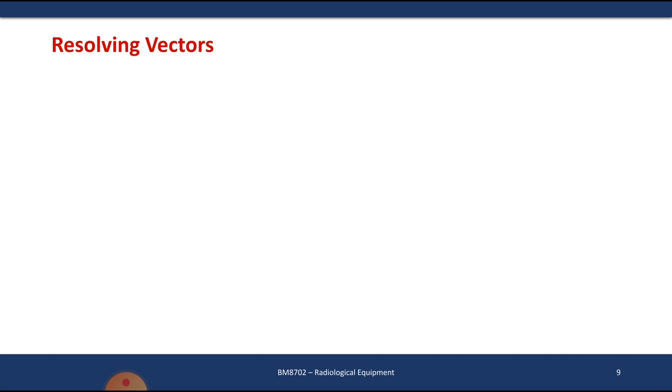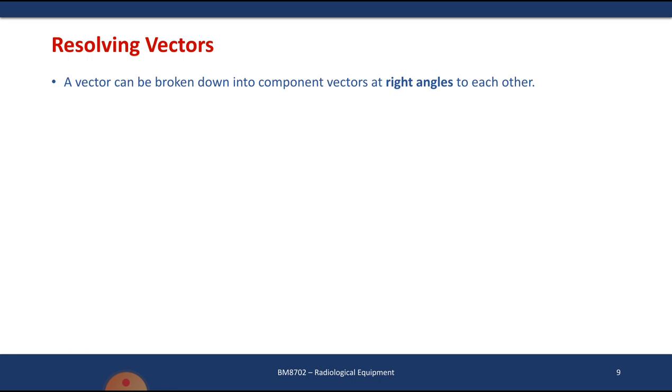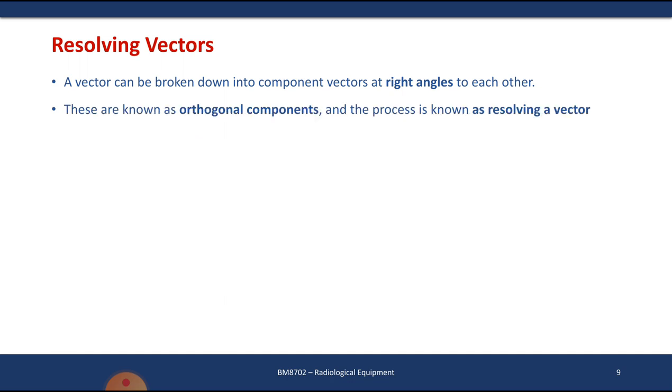Next one is resolving vectors. Whenever we study vectors, the coordinate and the direction is very important, right? A vector can be broken down into its component vectors, which are at right angles to each other. These right angle components are called orthogonal components. When you break down a vector into its orthogonal components, this process is called resolving a vector.